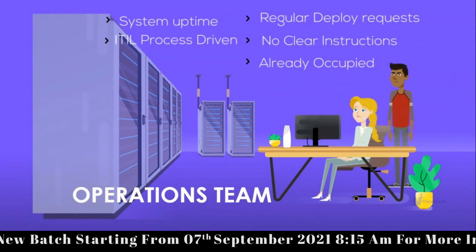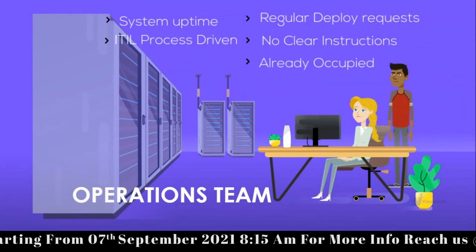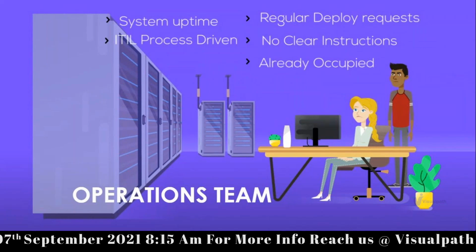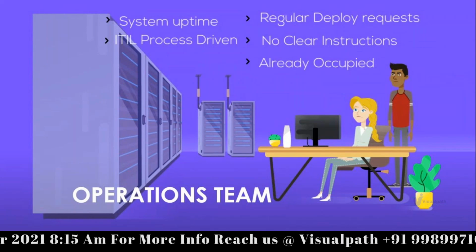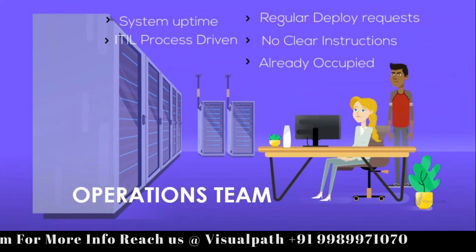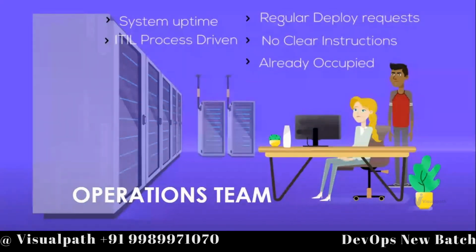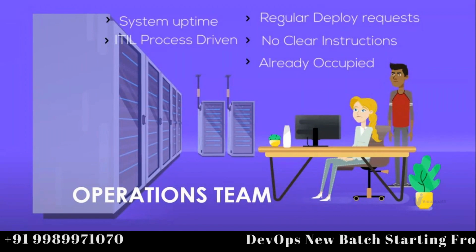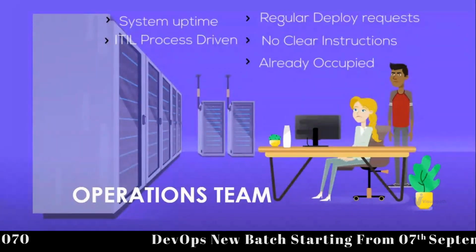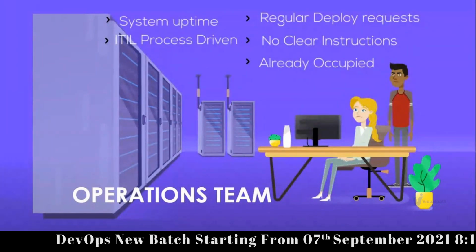first of all, they don't have clear instructions. They're already occupied with the production environment and production support. They need to make sure there is system uptime. The main job of the ops team is to make sure the system is always up and running 24/7, and they are ITIL process driven. Like developers are Agile driven, these people are ITIL driven.